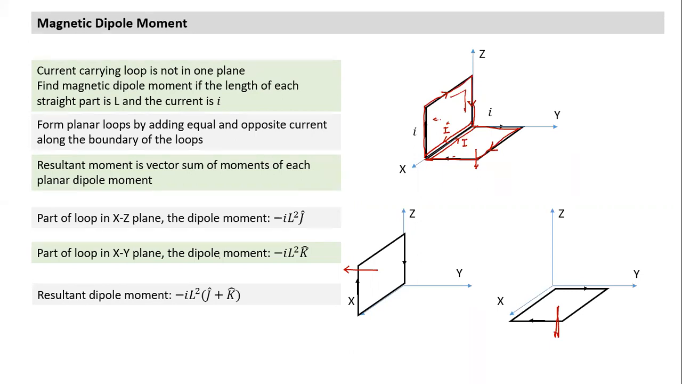Any dipole moment we can view as an arrow. Additionally, what we have done is, if a loop does not lie in one plane but in multiple planes, we can form planar loops by adding equal and opposite current along the boundary of the loop.